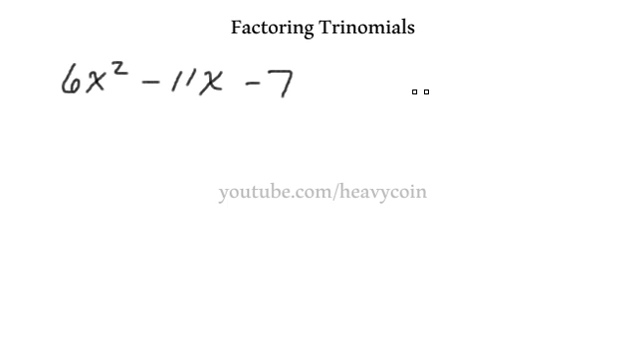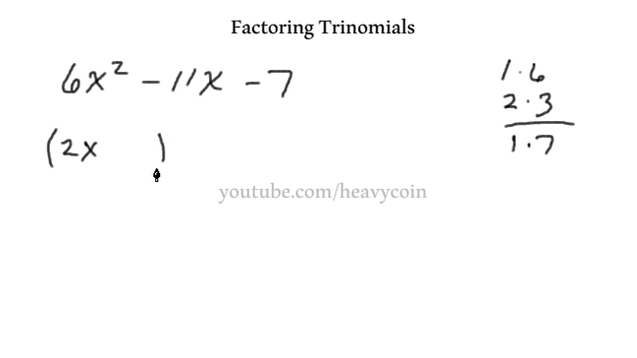Now, the numbers that are multiplied together to give 6 are 1 and 6, 2 and 3. And then for 7, it's just going to be a 1 times 7. So I'm going to give you a hint here. We're going to use the 2 and 3. And we're going to end up using the plus 1 and the minus 7.